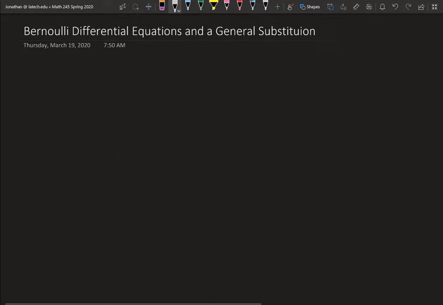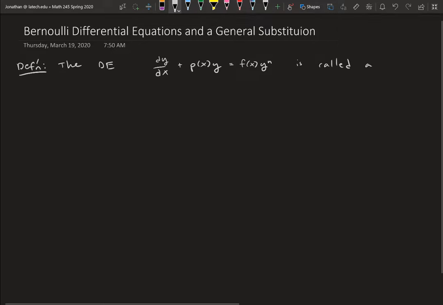So let's look at the definition of a Bernoulli differential equation. The differential equation dy/dx plus p of x times y equal to f of x times y to the n is called a Bernoulli differential equation.